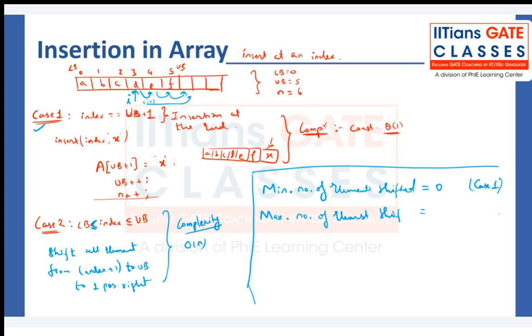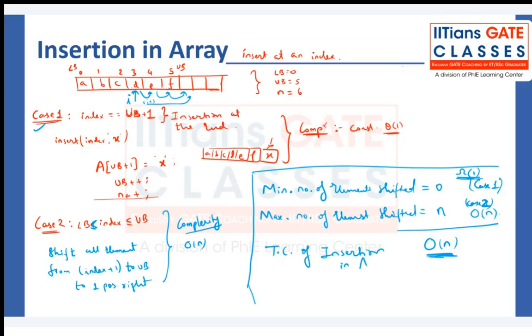So yeah, I understand what you are trying to say, the complexity will stay constant in case one. And what were the maximum elements we need to shift when we insert at the lower bound? We need to shift all the elements, n. So in this case, our complexity is O of n, because best case and worst case don't match. Case 2, sorry. So we can say that our insertion has an O of n time complexity. Time complexity of insertion in array.